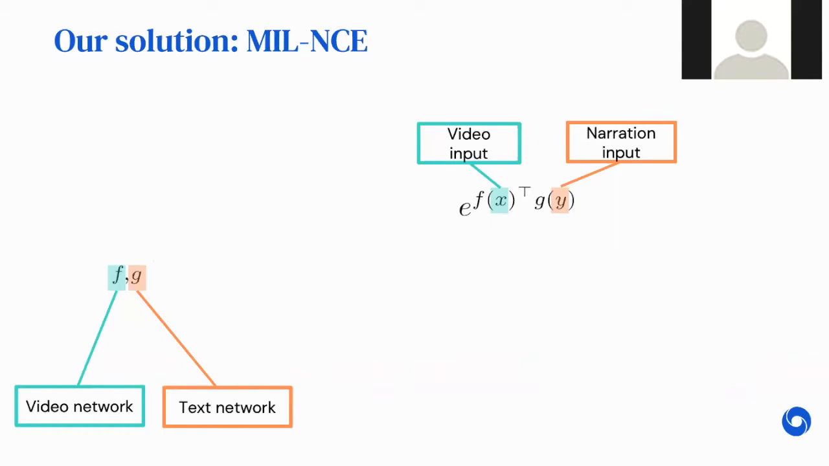Again, we will have a video network F that will take the video clip and extract the representation from it. Basically, just think about a vector in a space. And we will have a similar network for the text that will extract a representation for the text. And then based on those, we can obtain a similarity between the clip and the narration by just taking a dot product and taking an exponential of that.